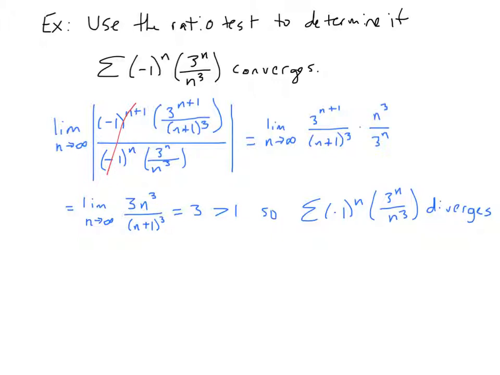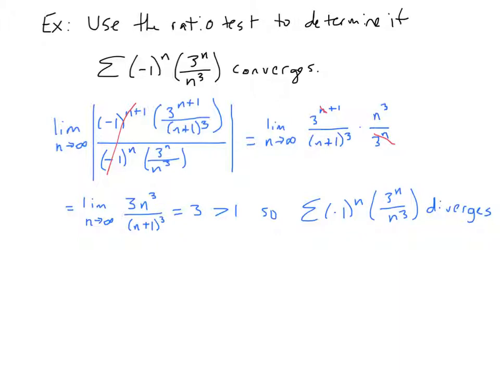So now, when we multiply, we have the 3 to the n here, cancels out with the 3 to the n there, but it still leaves us with a 3 to the first power. And that gives us this right here. So we have 3, because we had 3 to the first, and then n cubed from here, and then the bottom is just n plus 1 cubed.